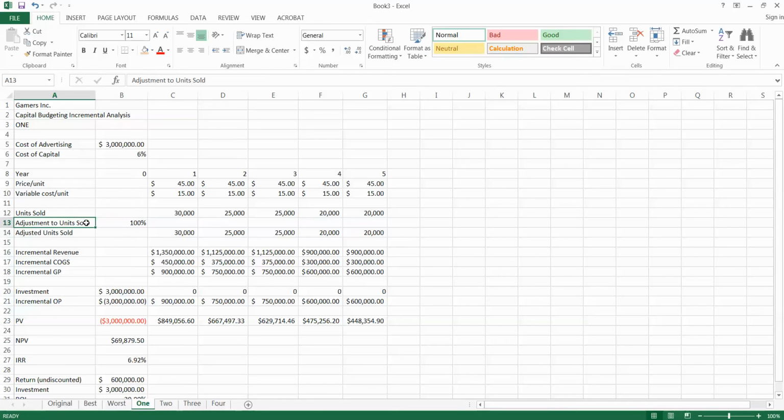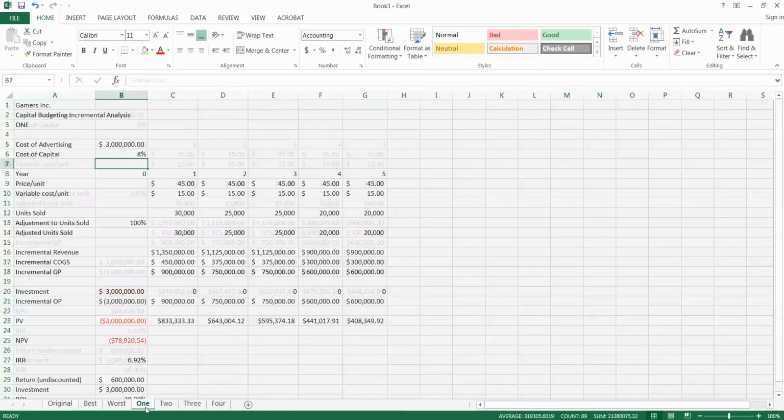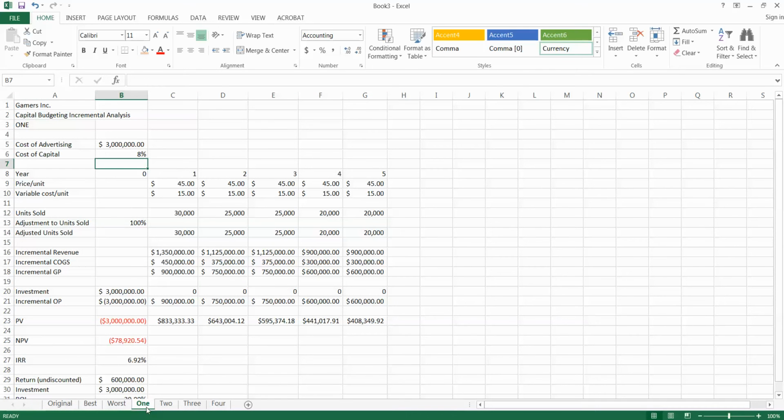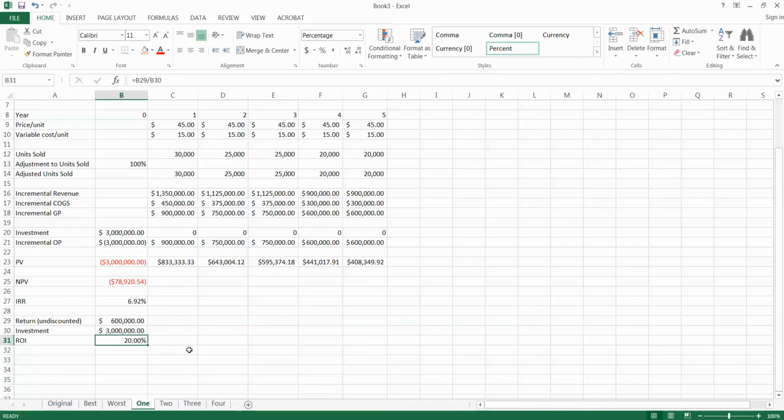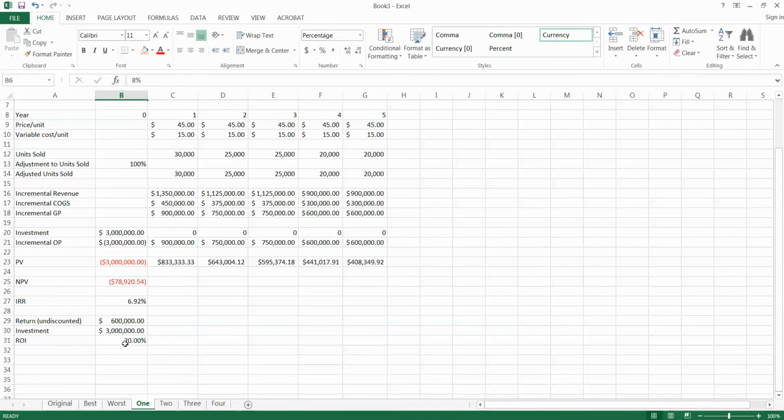And this one asks us, what happens if our finance people increase our cost of capital to 8%? Well, it was 6%. Let's take it to 8% and see what happens. Ooh, not good. Remember, we were at a positive 69,879, and if we take our cost of capital up, we're going to go to a negative 78,000. Our internal rate of return is going to be 6.92, which is below our cost of capital or below our threshold, so that says we wouldn't do the project. And still our ROI, because it's undiscounted and unaffected by this 8% rate, remains at 20%.